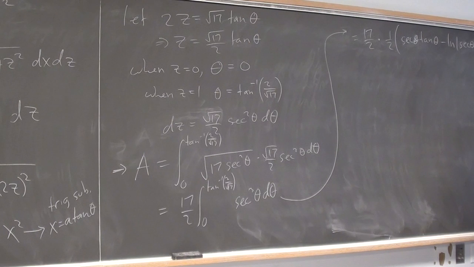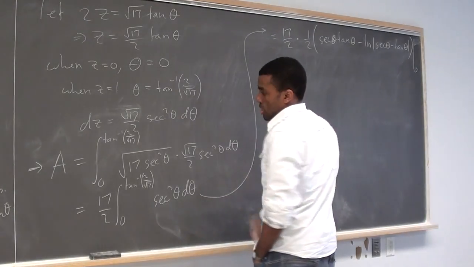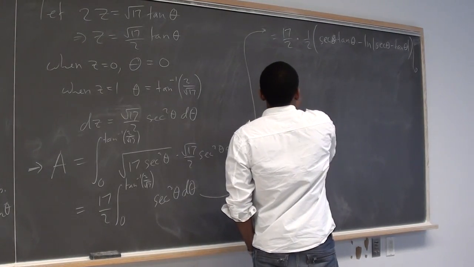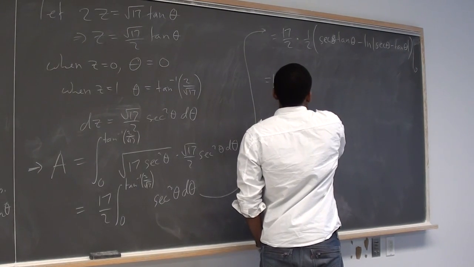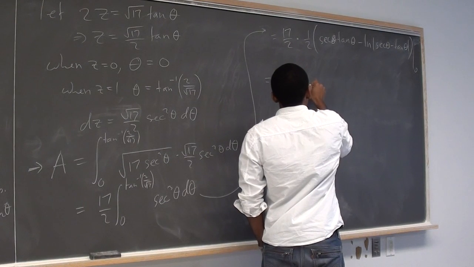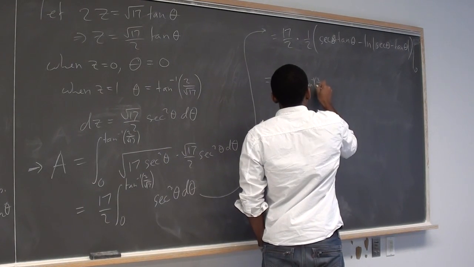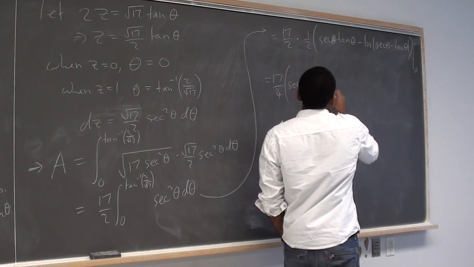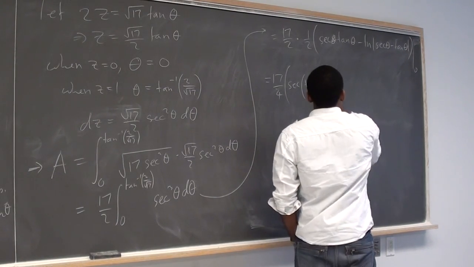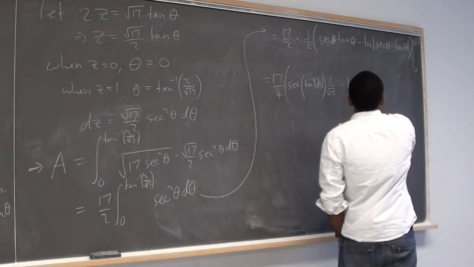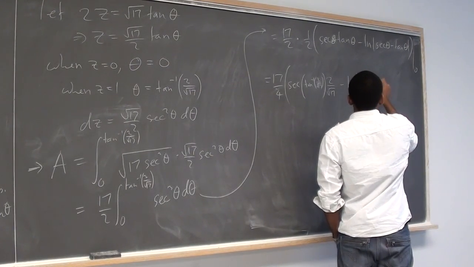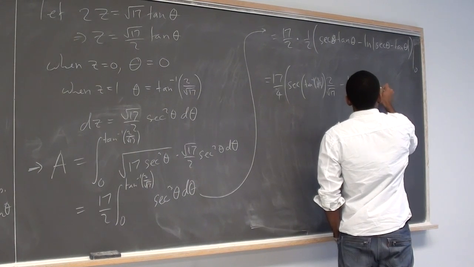That's going to be your integral. And we actually need to plug in the limits, don't we? And so 17 over 4 times secant of tangent inverse of 2 over radical 17. Secant of tangent inverse 2 over radical 17. I'm so glad I got it right. The definition right there.